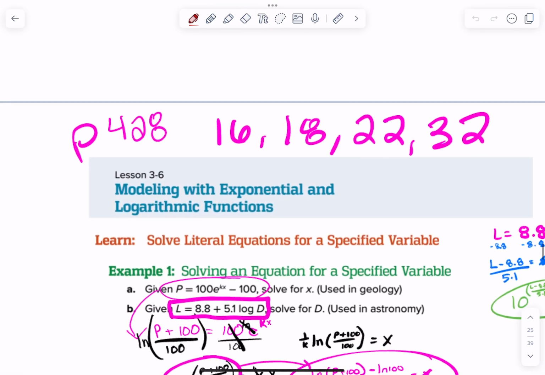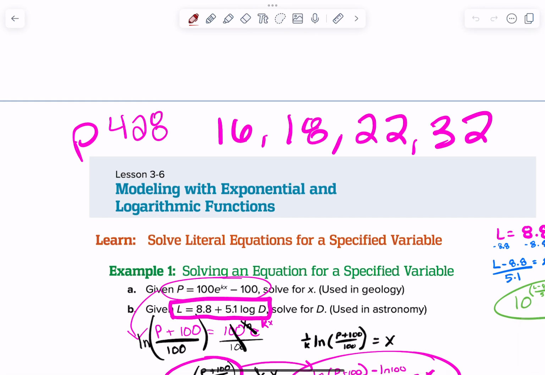We are on 3-6. There are only 4 homework problems for 3-6. That's exciting. This is the last section of the chapter. We'll finish notes today. Tomorrow I'm going to be gone, and Wednesday I'm going to be gone. I am leaving a review for you guys to do.